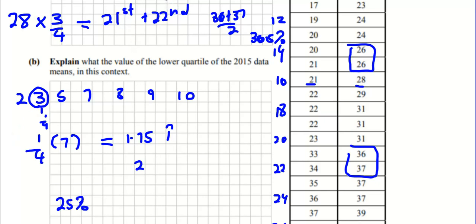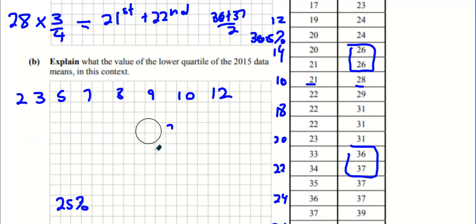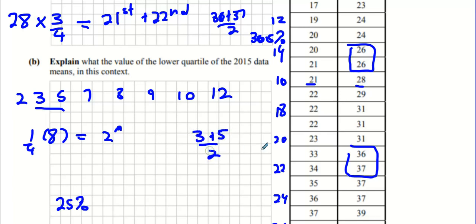Okay. If I change the number to 8 people, so let's say I put in the number 12 at the end, it's now 1/4 of 8. Because it goes in evenly as 2, I now have to take the average of the second and the third. So it's 3 plus 5 divided by 2, which would be a lower quartile of 4.